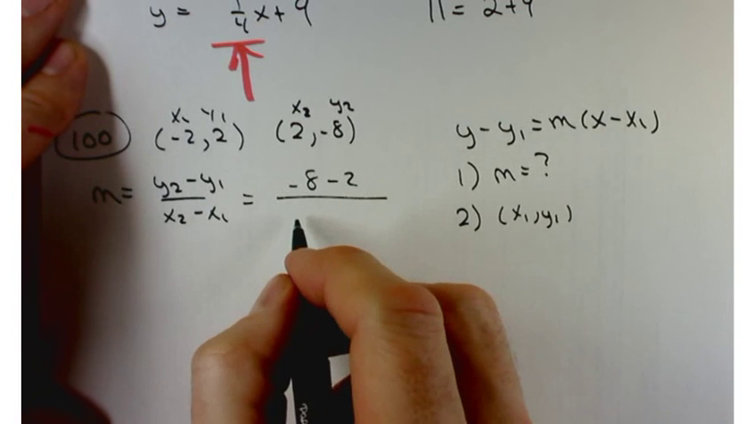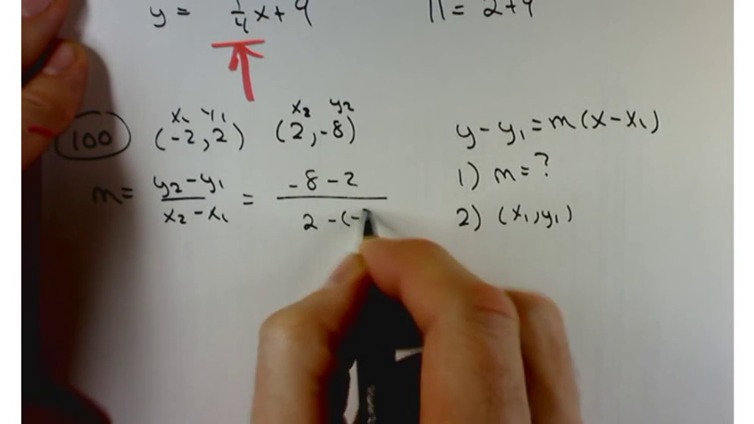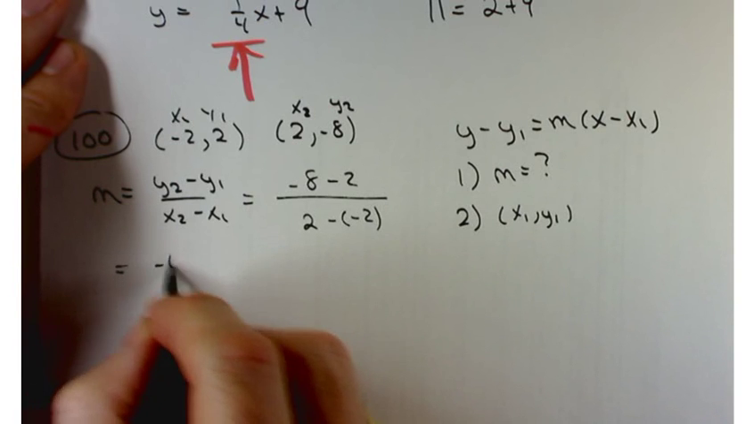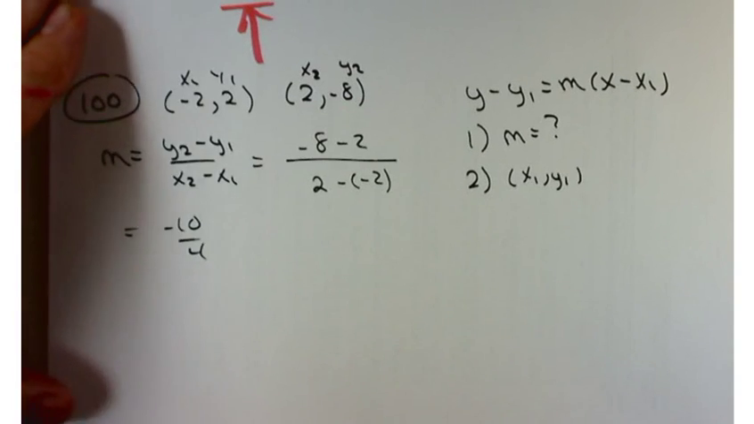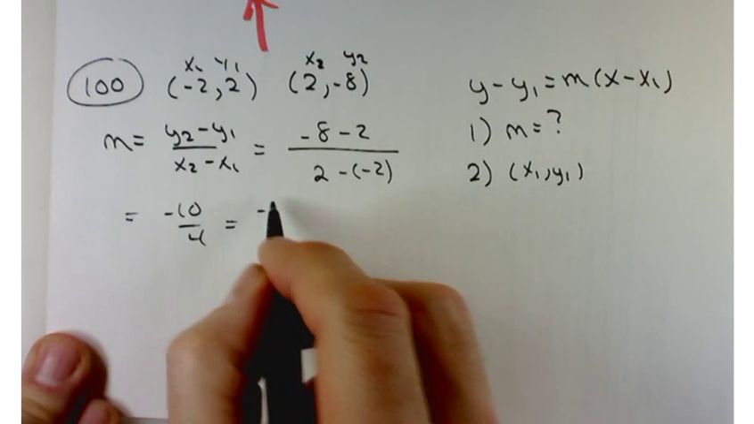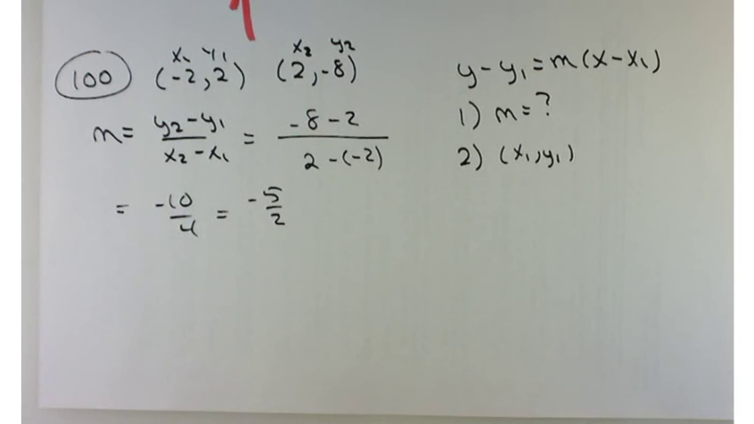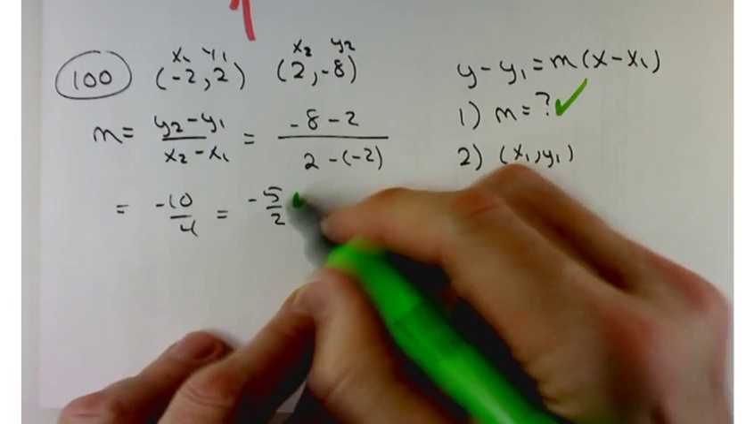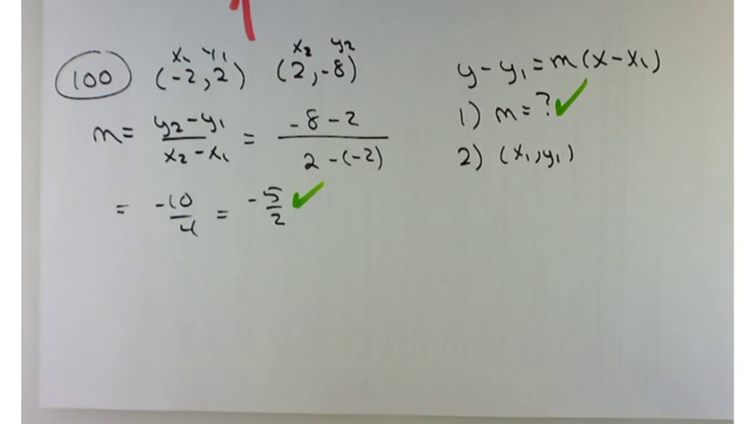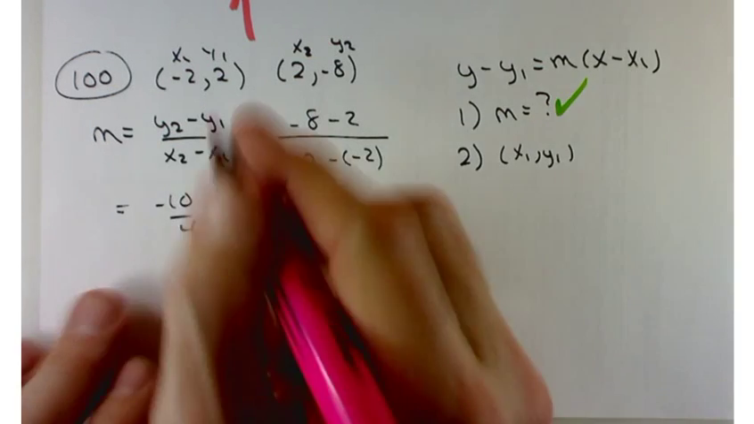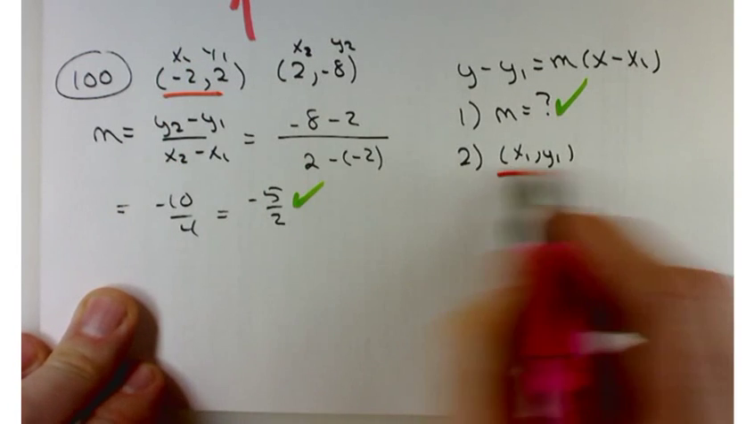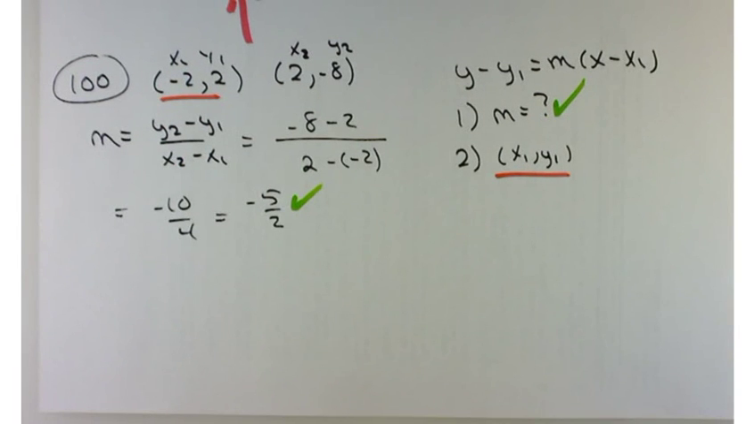Negative 8 minus 2 over 2 minus negative 2. That simplifies down to negative 5 halves. So great. We've got a slope. It's right here. Negative 5 halves. Which point do we use? The good news is it doesn't matter. You can pick either point. So if one looks easier than the other, pick that one. If it doesn't, pick the other one.